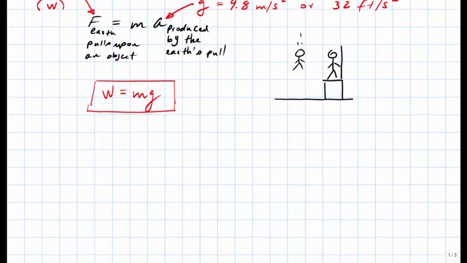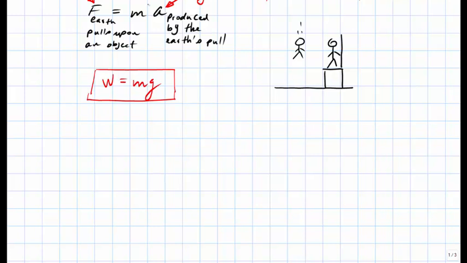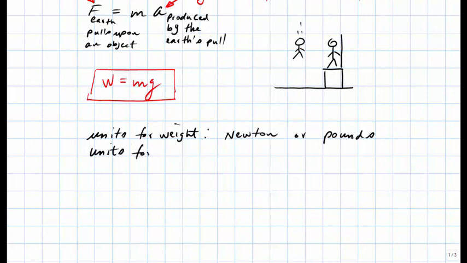Let's now discuss the units for weight. And there's not much to discuss. We already discussed the fact that weight equals force, and therefore the units for weight are newtons, just like for force, or pounds. As a reminder, the units for mass are kilograms, or as you recall in the British system, we use the unit of slug. And so you can see even through the units that mass and weight are very much different from one another, and it's very important, again, not to confuse the two.